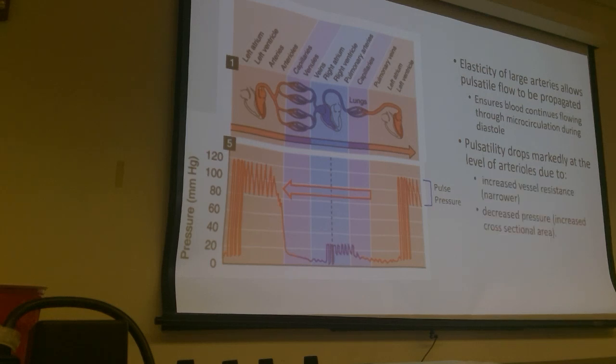A couple of reasons for that. One, we see increased vessel resistance, as we're getting narrower vessels. And then remember that we're seeing decreased pressure for a couple of reasons. One, we have increased cross-sectional area. And then, of course, we're using up that pressure energy in order to propel the fluid forward. Any questions?